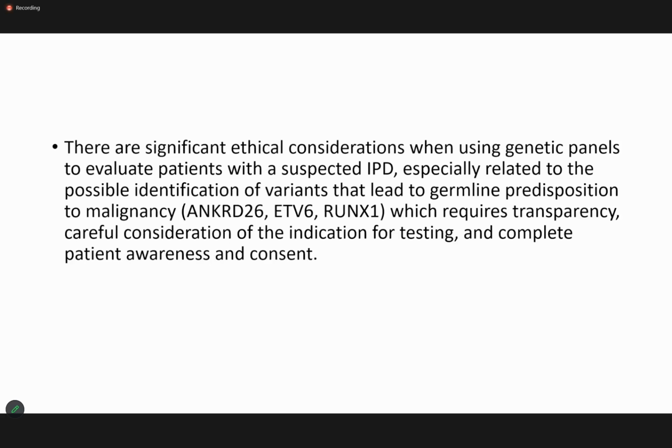There are significant ethical considerations as well when using a genetic panel. Some patients incidentally have germline predisposition findings, for example in ETV6 or RUNX1, which require transparency and careful consideration of the indication for testing, and need complete patient awareness and consent.